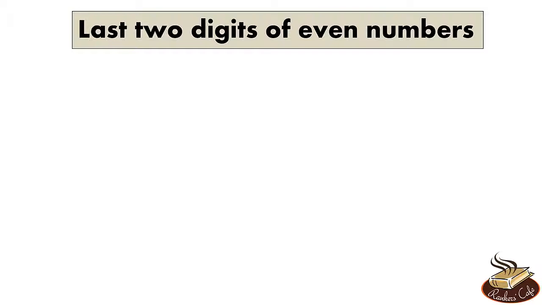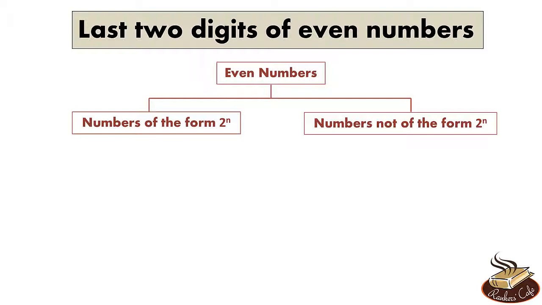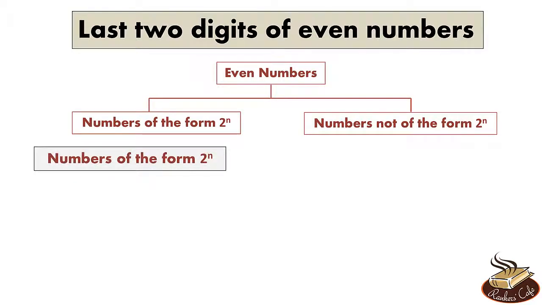Let's now move on to even numbers, that is, numbers that end in 2, 4, 6 or 8. We will study them under two categories: numbers which are of the form of 2 raised to the power of n, and numbers which are not of the form of 2 raised to the power of n. Let's start with numbers of the form of 2 raised to the power of n.